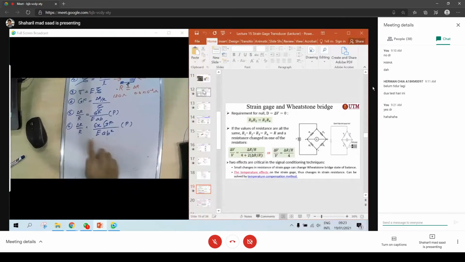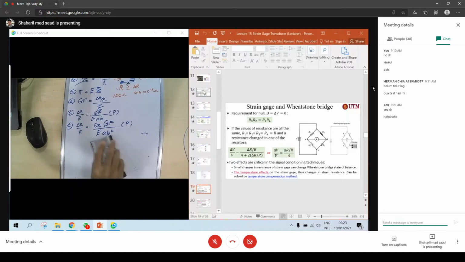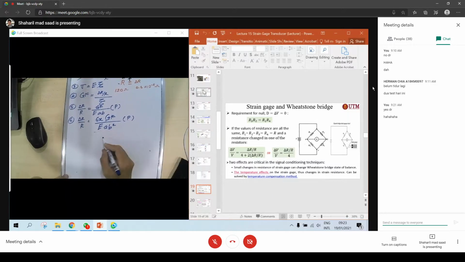We don't try to measure the delta R directly, because it will give you a very small ohm value, so it is quite difficult to measure. So we combine it with the Wheatstone bridge so that we can get the output offset. It will give you the gain for the offset. So how do you do it? Right now you are already quite familiar with the Wheatstone bridge.